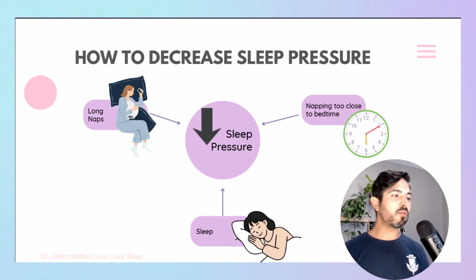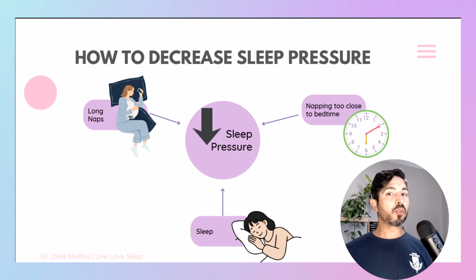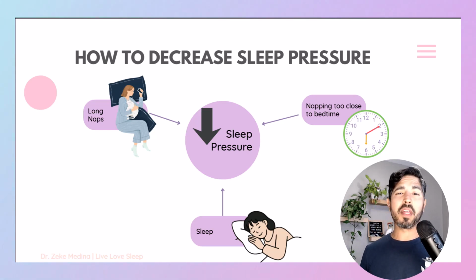Now, when it comes to decreasing sleep pressure, this is something that can sabotage us, and it mainly comes from napping. A lot of my elderly clients that are 65 and older that don't have jobs anymore sometimes take very long naps, sometimes 3 to 5 hours during the day, and they struggle to fall asleep at night or stay asleep at night. The other ones nap really close to bedtime. They'll take 8 p.m.